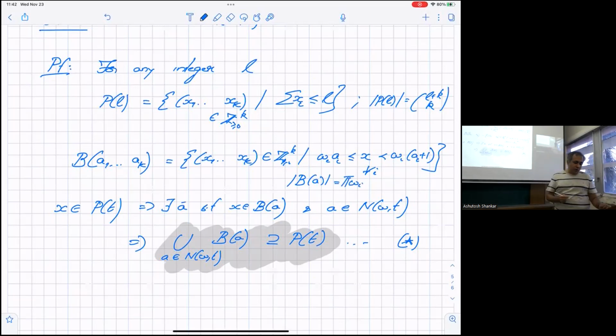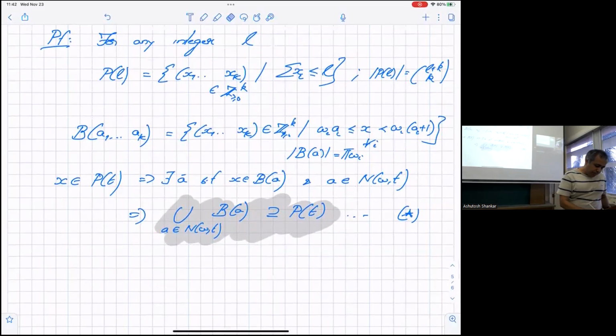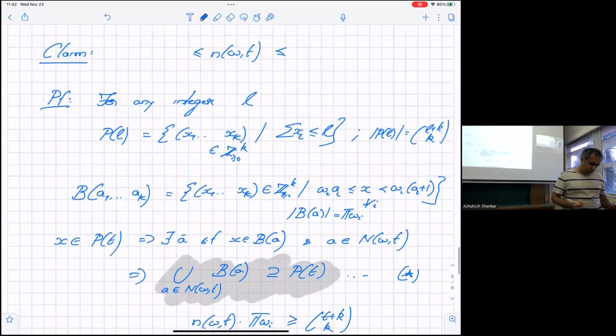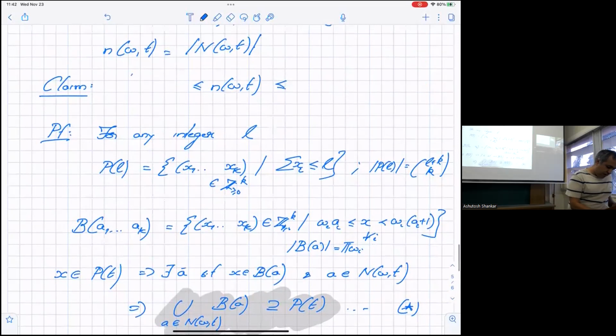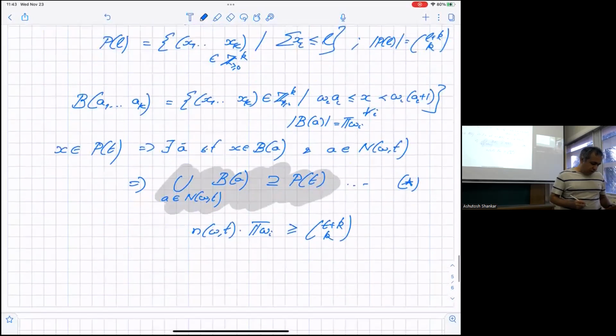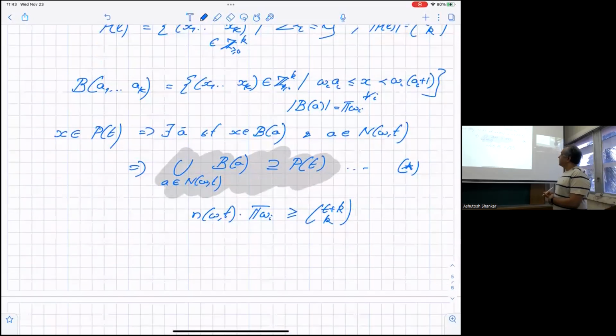So what does this give you? It gives you that N(W,T) times the product of w_i is greater than or equal to the (T plus k choose k) divided by 1. That's one direction to go. I want to show the other direction is also true. What do I want to say?